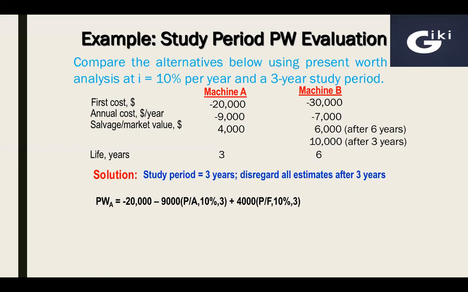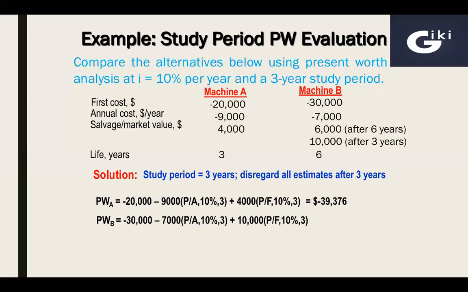Then we have to deal with salvage value at the end of third year, which is 4,000 P over F factor for 10% and 3 years. So the present worth of machine A will be minus $39,376. Now we can calculate present worth of machine B. So minus 30,000 initial investment as it is, 7,000 annual expenditures for 3 years, convert it into present amount by using P over A factor for 10% and 3 years, that is study period.